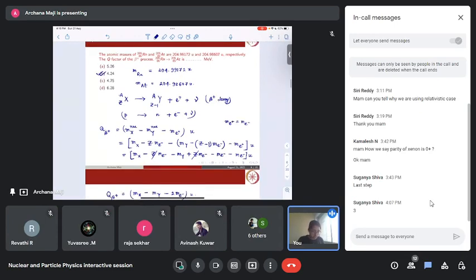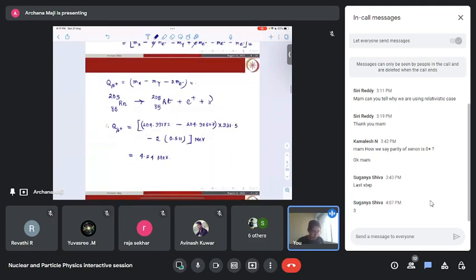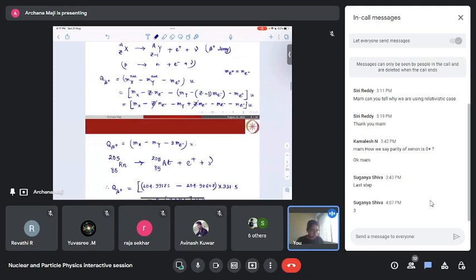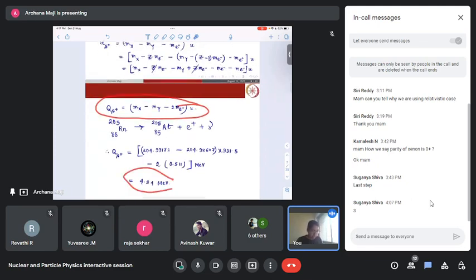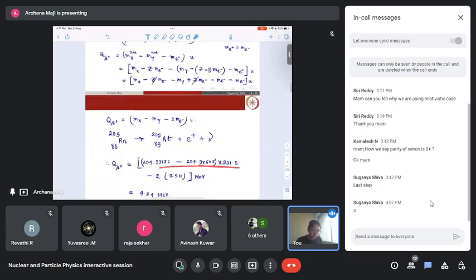Well, if it is the third question, then it is just the Q value of beta plus decay, and we just need to use this expression of Q value for beta plus decay and then get the answer in MeV units. Since the question is asking in MeV units, we have converted atomic mass unit to MeV just by multiplying with 931.5 MeV. Is that what you are asking?